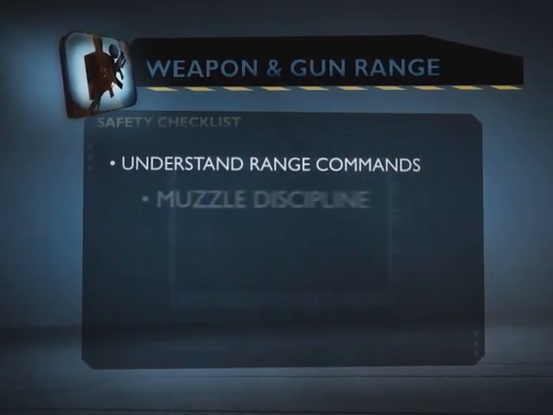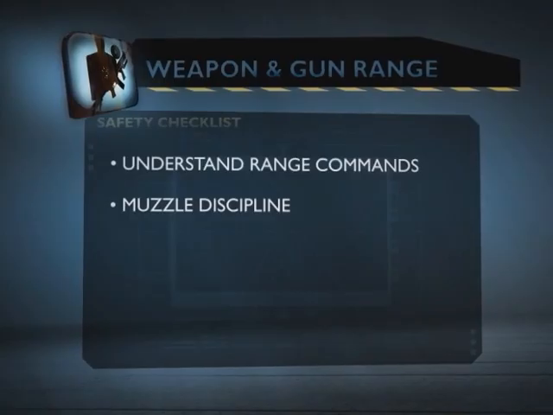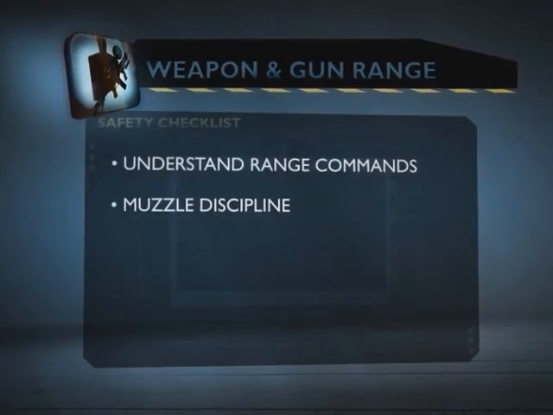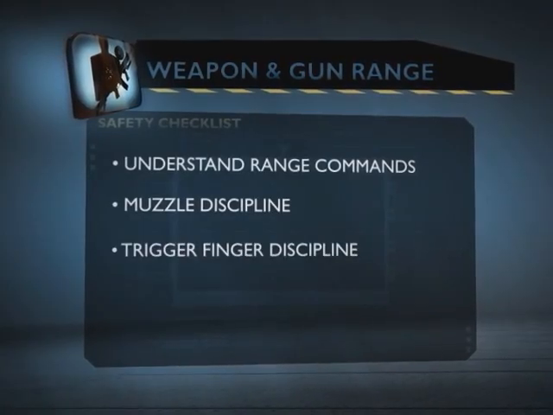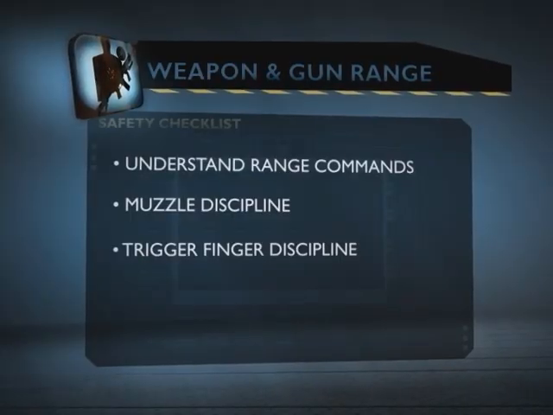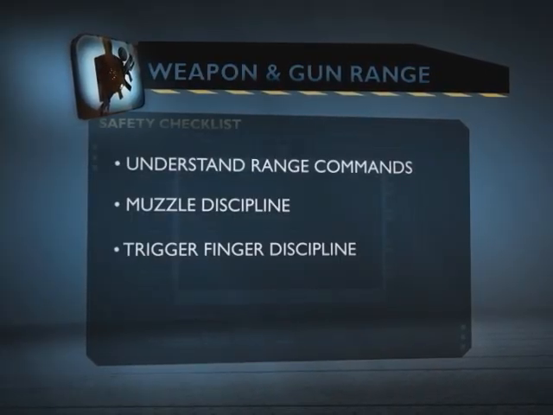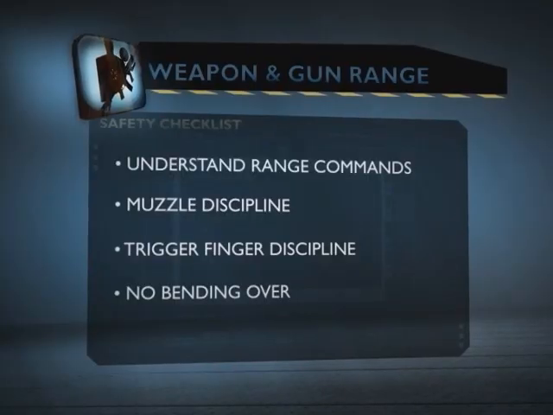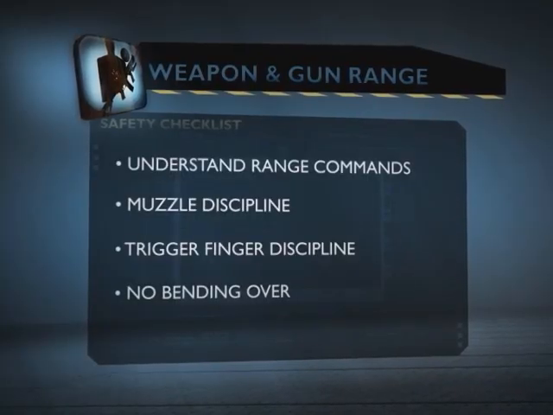Muzzle discipline, very, very important. Only safe direction is where? Downrange. Downrange. All right, trigger finger discipline. Finger off the trigger unless you're ready to do what? Shoot. All right. And again, no bending over on the firing line. We want to be able to see what's in front of us, and also we don't want our heads to be near anybody's muzzles, right?